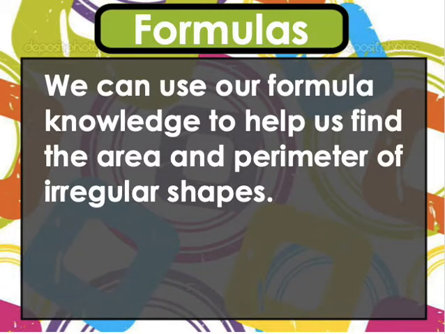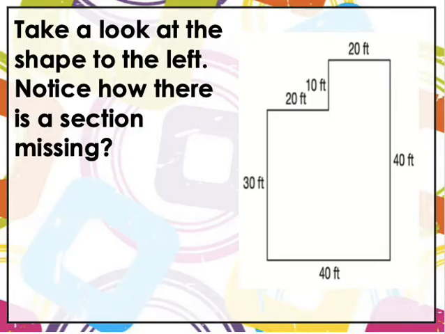Now we can use our formula knowledge to help us find the area and perimeter of irregular shapes. By irregular shapes, I mean a shape like this. Notice that up here, there's a section missing. That means that we can't use a normal formula to find the area of this irregular shape. Because if we did, we would be finding the whole thing and we are actually missing a section.